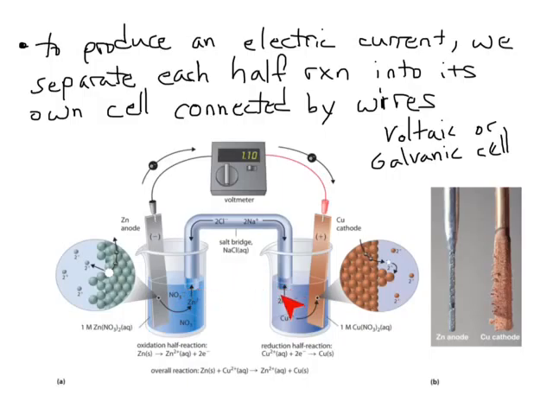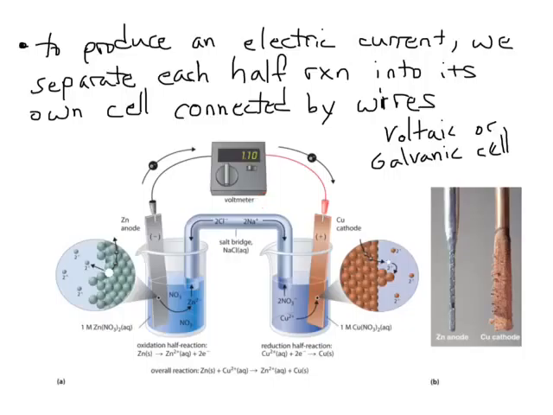Now, these two cells by themselves are useless, so we need to connect them. Here are the wires that we connect. You can connect a wire straight from the zinc electrode to the copper electrode, but for the most part, we connect it to what we call a voltmeter to actually measure voltage.